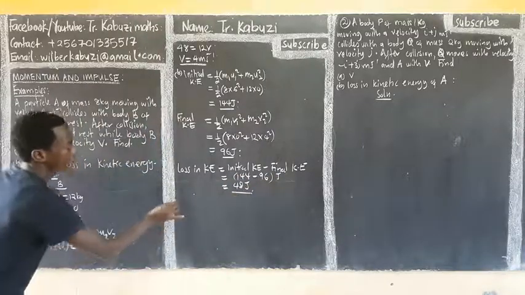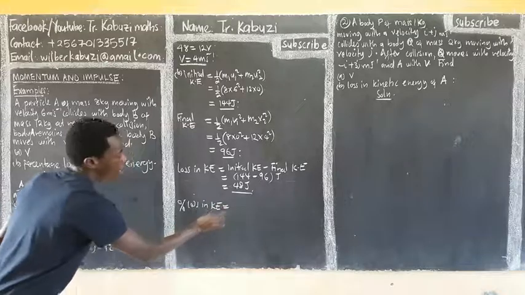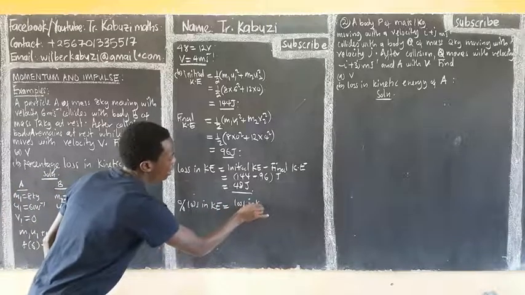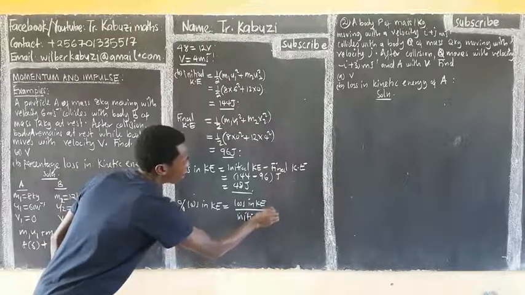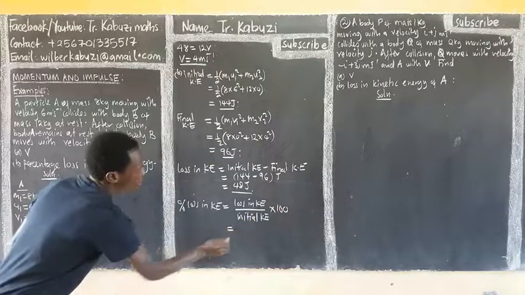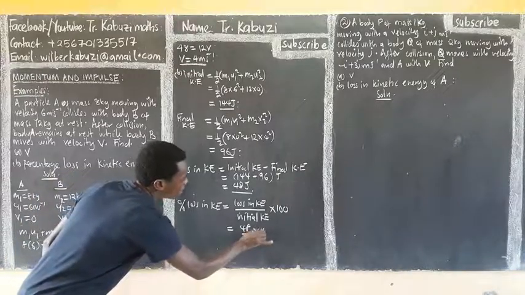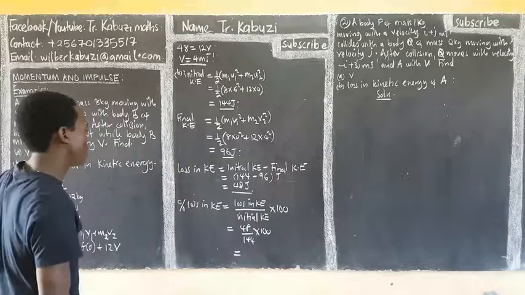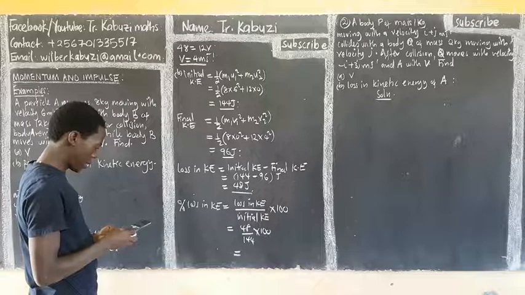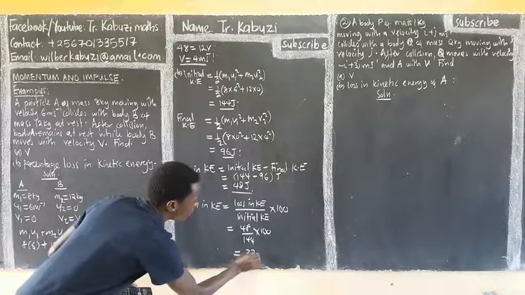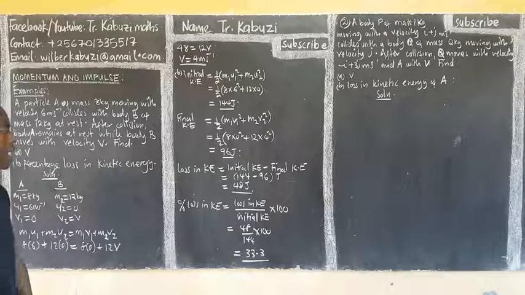So now our percentage loss in KE is going to be the loss in KE over the initial KE, times 100. This would be the loss in KE, 48, over the initial, which is 144, times 100. And so we are going to have 33.3. That will be our answer, the percentage loss in KE.